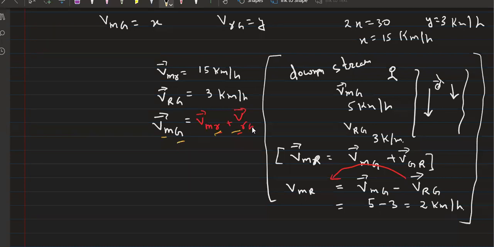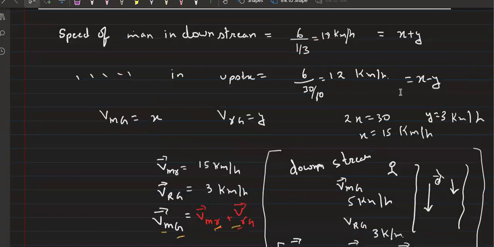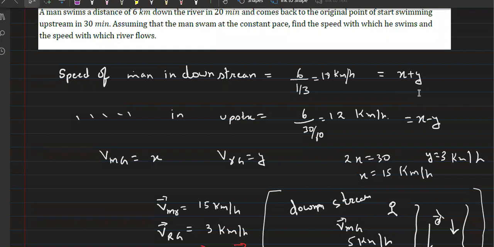Okay. We will solve more problems. So you understood why in downstream it is x plus y and in upstream it is x minus y, where x is the speed of man with respect to river and y is the speed of river with respect to ground. Sorry, my bad, I said it wrong earlier. X is velocity of man with respect to river. So just go through this problem. We will try to solve another problem.